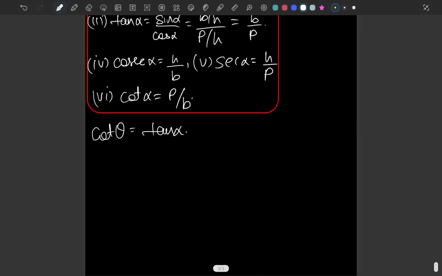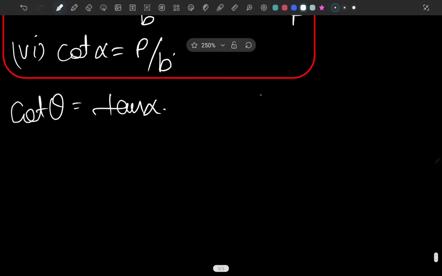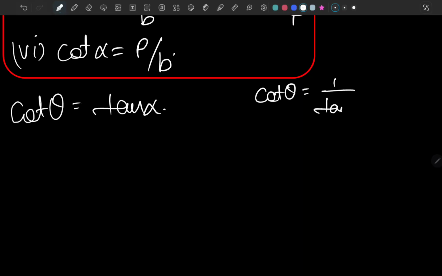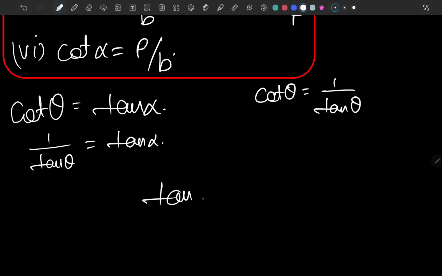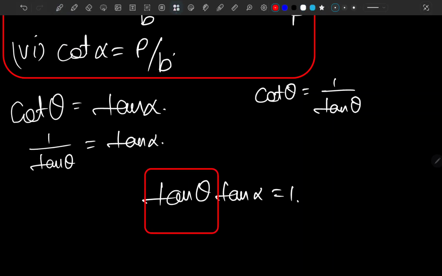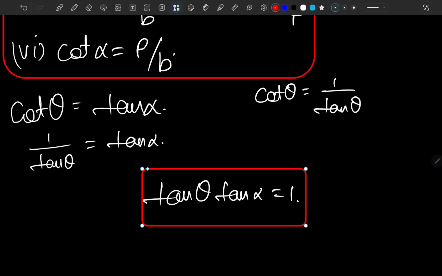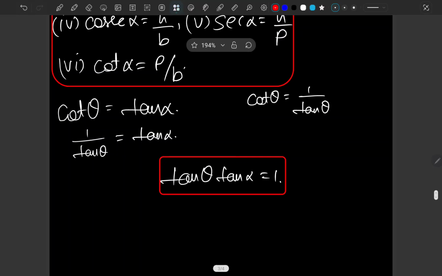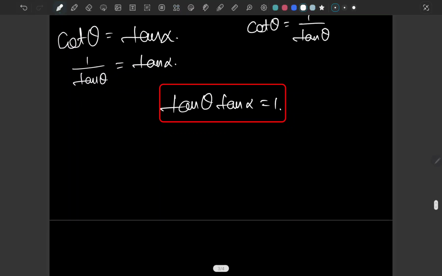You know that cotangent theta is 1 over tangent theta, so we can write this as 1 over tangent theta equals tangent alpha. And from here you can say tangent theta times tangent alpha is 1. Oh my goodness, just take a look at this identity. And these two angles are the angles of a right angle triangle. That's literally true. Let's just take that out.